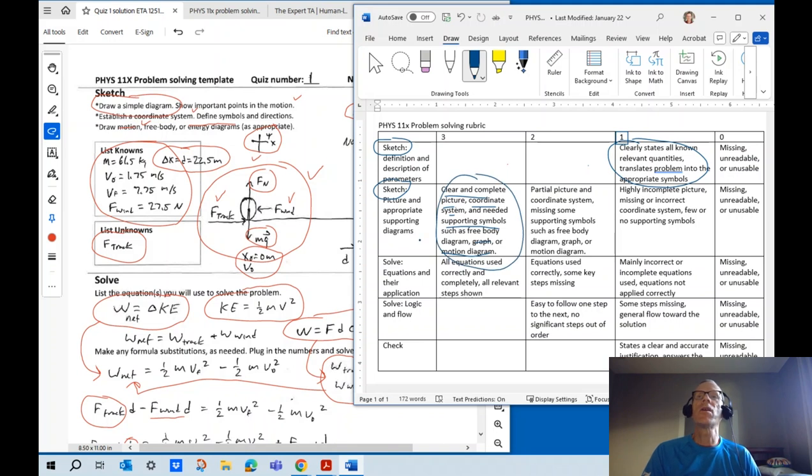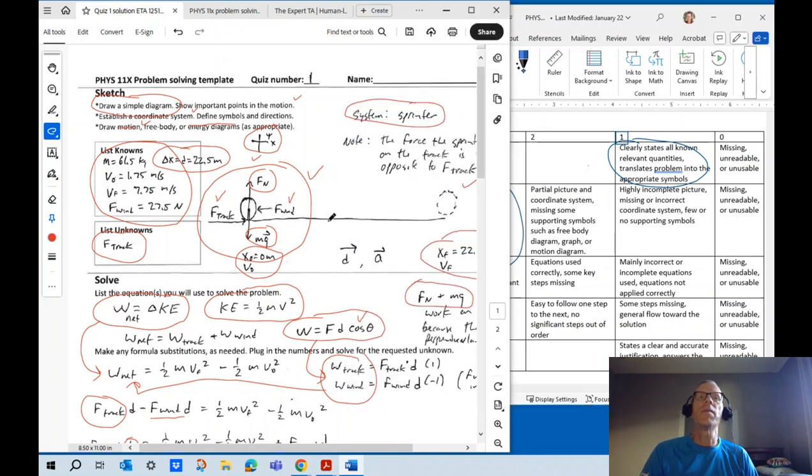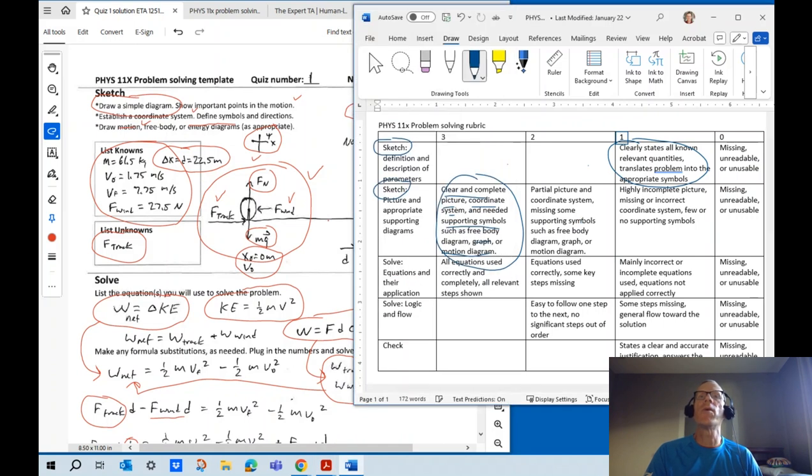If I had a picture, but not very many symbols, so for example, I had this picture and only a couple of the arrows. Let's say I drew the force of the wind on the person, the force of the track on the person, didn't really show a track or label any sort of directions, positions, that would be worth maybe half credit, potentially 2 out of 3 points or 1.5 out of 3 points.